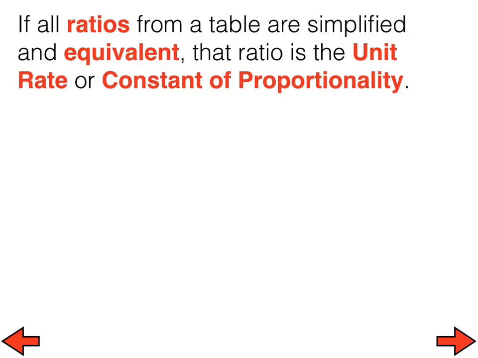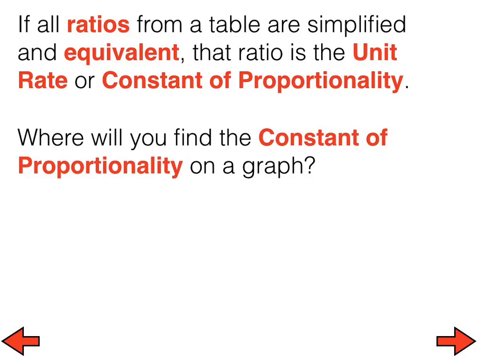This one was the dirt being excavated at 4 yards per hour. Fill in the blanks for this sentence, please. If all ratios from a table are simplified and equivalent, that ratio is a unit rate, or the constant of proportionality, and we already knew this, right? So on the graph, like I was just telling you, you can also find the constant of proportionality without using ratios. You can just look at the graph and find it.